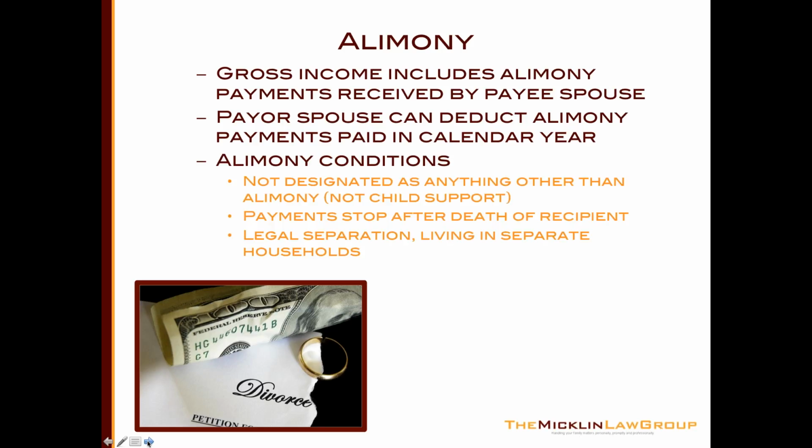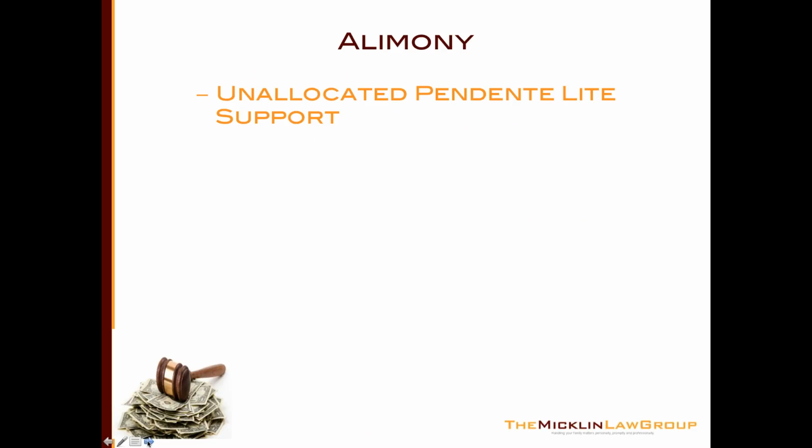So essentially, it is income to that person. They will pay income tax on it. The payor spouse, the person who is paying it, deducts it in the calendar year that it was paid. It's got to meet certain conditions, which I'll talk about in a second. One important consideration here is to make sure the numbers add up.